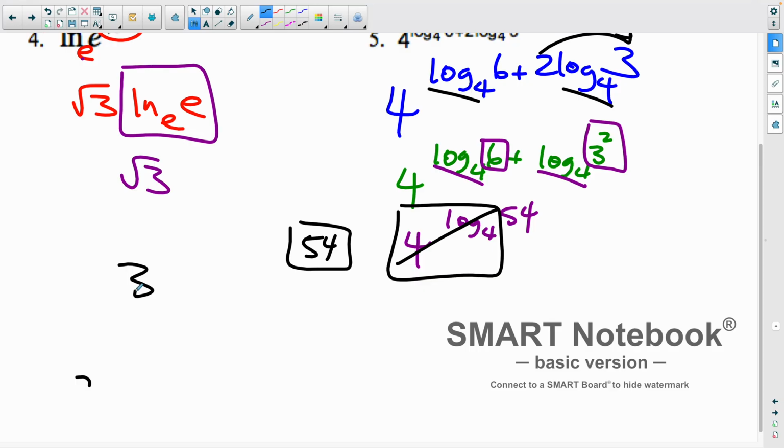Alright, so how are we adding 6 and 3 squared? Are we multiplying? We multiply that together. Our property from yesterday says if I'm adding logs, then I multiply those two big numbers. And the base has to be the same. So, base has to be the same. That's correct, you can't have log base 3 and log base 2. No, they have to be exactly the same.